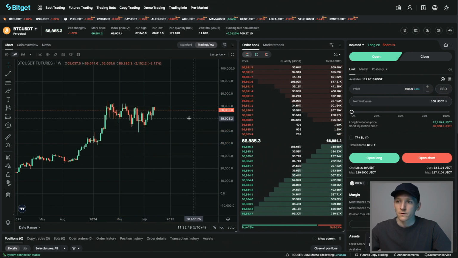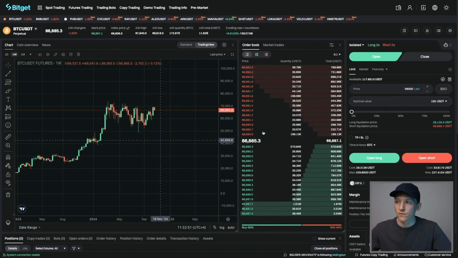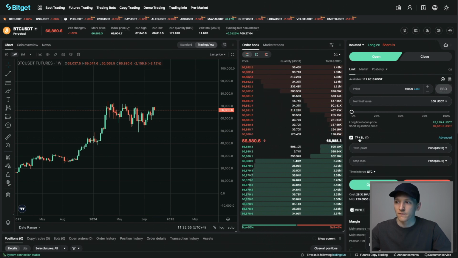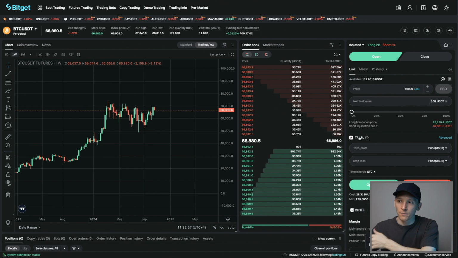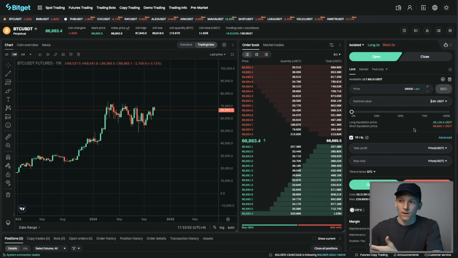So what we can do is enter here and then have our stop loss here. We're going to press TPSL like this. What does this mean? Take profit, stop loss. These are extra orders that you put in as essentially sell orders.